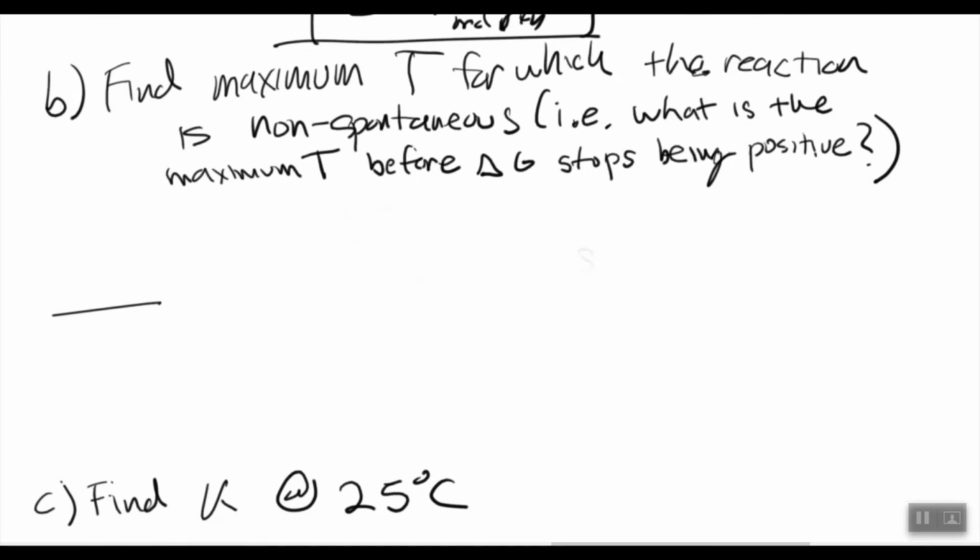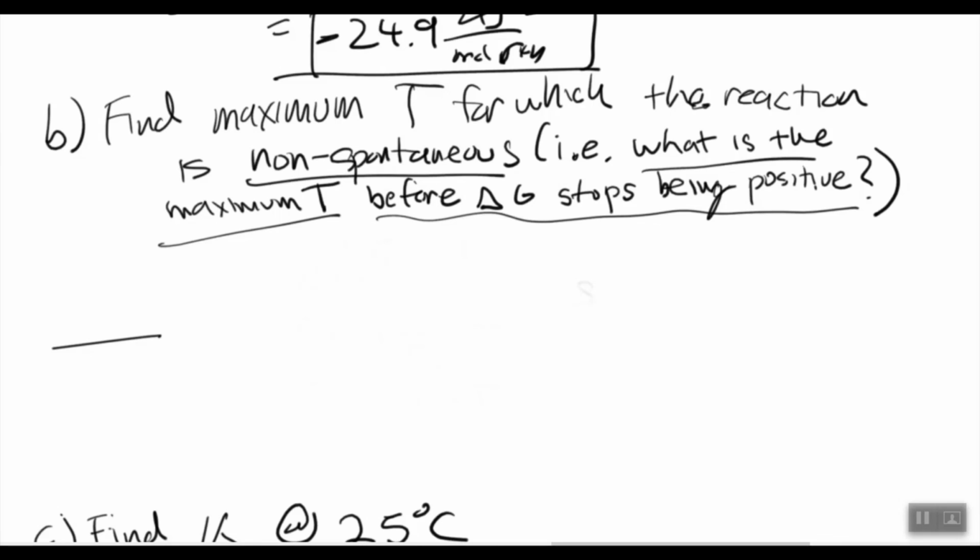Find the maximum T for which the reaction is non-spontaneous. Or in other words, what is the maximum T before G stops being positive? Because it wants to find the maximum T for which the reaction is non-spontaneous. So let's think about what that means. A reaction is non-spontaneous when the ΔG⁰ is greater than 0.